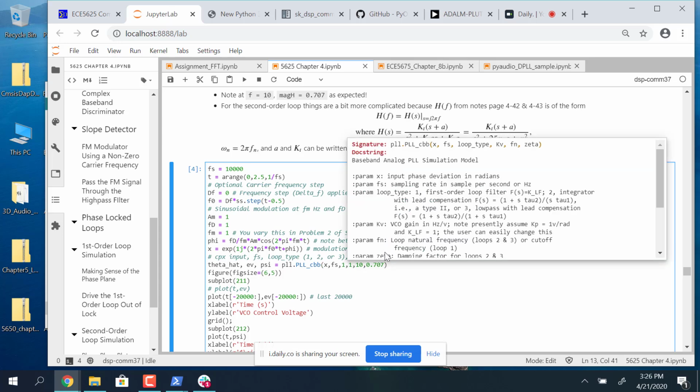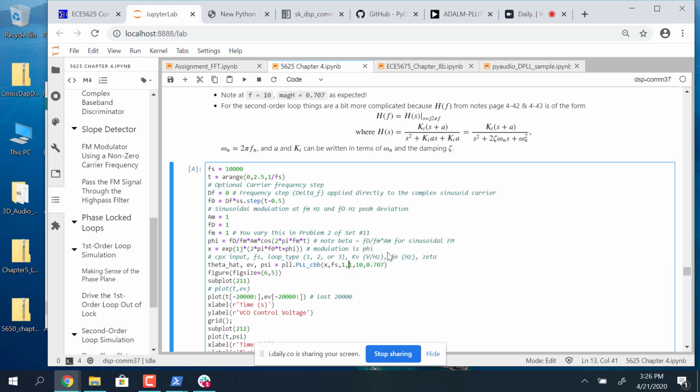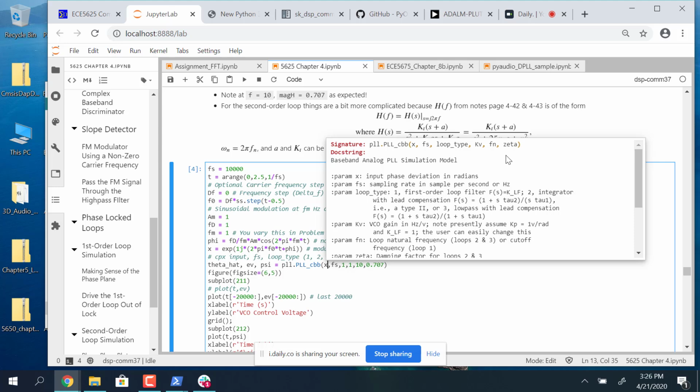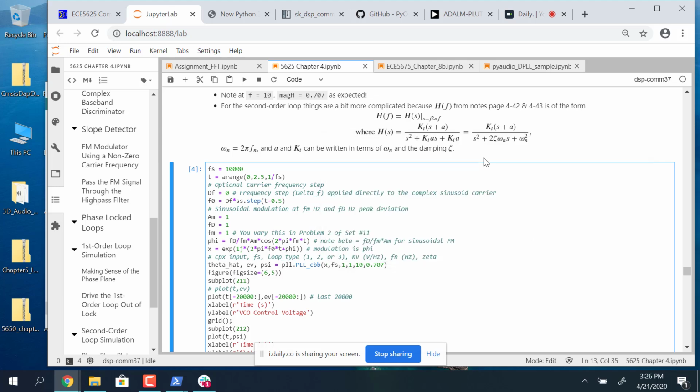I'm going to set the next argument, kV, equal to 1, and then Fn is 10 Hertz, and the damping is 0.707. And it is the nonlinear loop, which, well, yeah, it's a nonlinear loop no matter how you do it. There's no switch for that. It is what it is. It's a nonlinear loop.